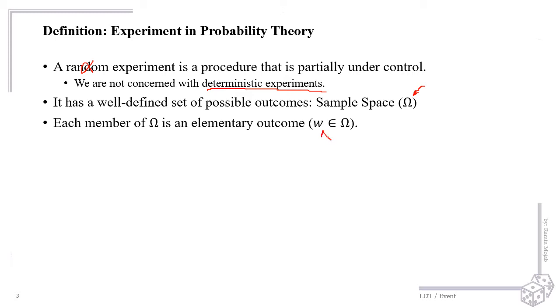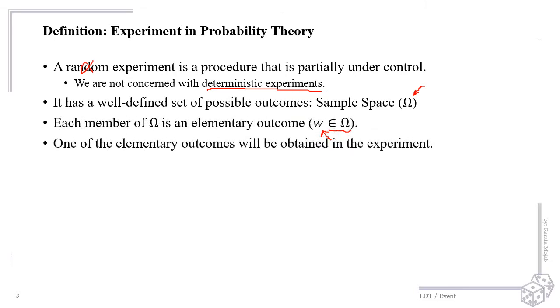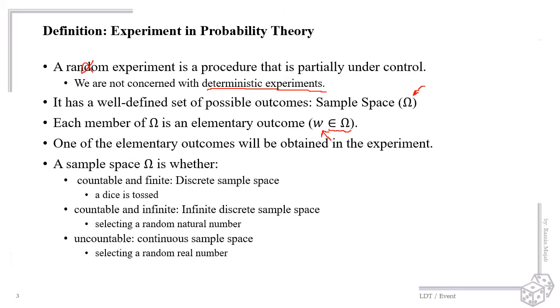Here w is an elementary outcome because it's a member of omega, and one of the elementary outcomes will be obtained in every experiment. And there are three types of sample spaces. A sample space is either countable and finite, countable and infinite, or uncountable. A countable and finite sample space is a discrete sample space. For example, when a dice is tossed in an experiment, we have a discrete sample space.